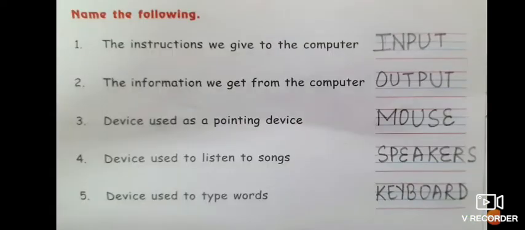Next, B part on page number 26. Name the following. The instructions we give to the computer. Input. The information we get from the computer. Output. Device used as a pointing device. Mouse. Device used to listen to songs. Speakers. Device used to type words. Keyboard.